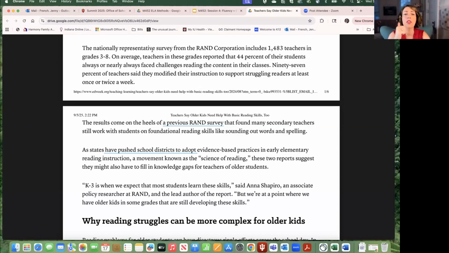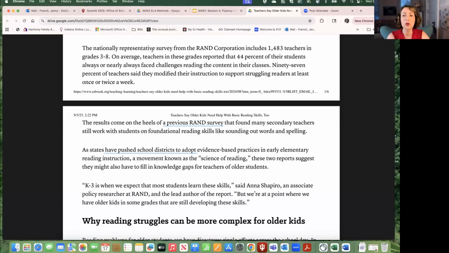Representative. Great, thanks. "The Nationally Representative Survey from the RAND," that's an acronym, not a word. So when you see all of the letters capitalized, that means that is an acronym. So each letter stands for a different name in that corporation. In this case, we'd say RAND or RAND Corporation.